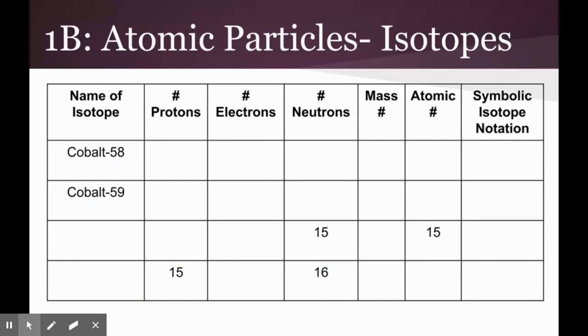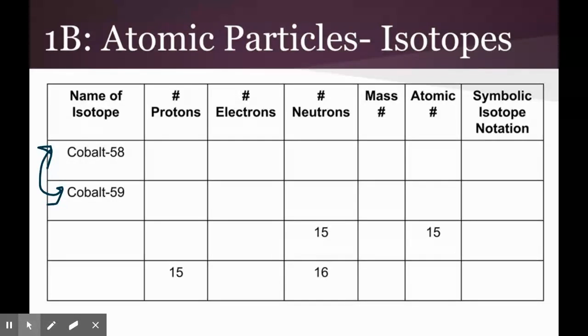Okay, so in this chart, we're going to look at how the information differs between isotopes. So our first line is cobalt-58. Our second line is cobalt-59. So these two are going to be isotopes of each other. So let's fill out cobalt-58.